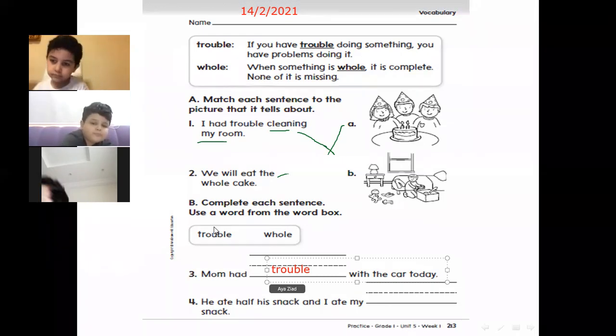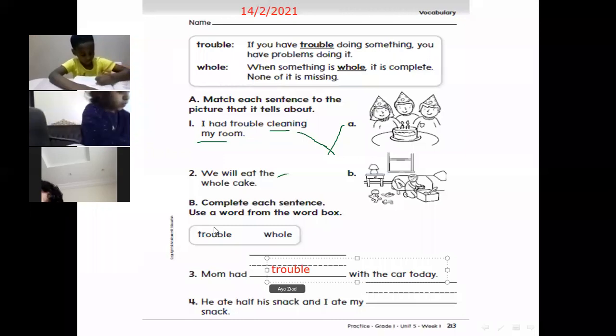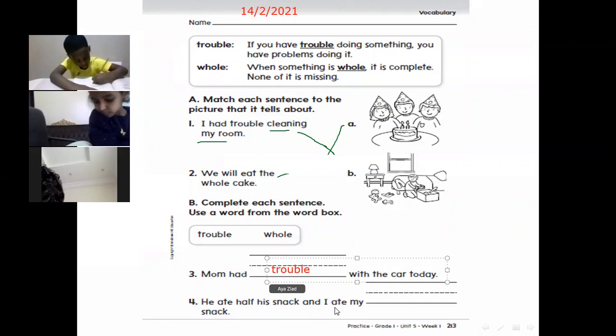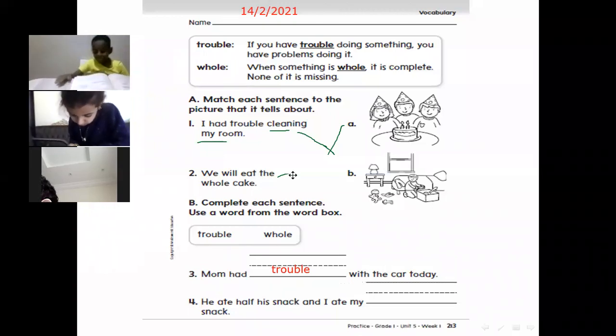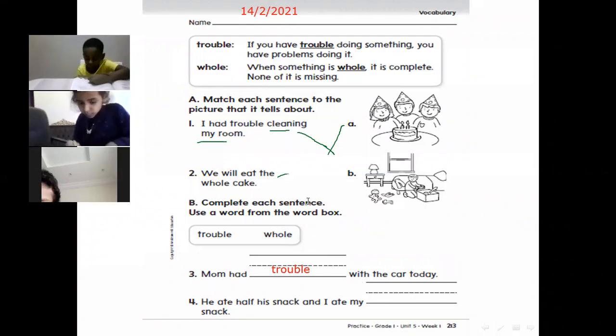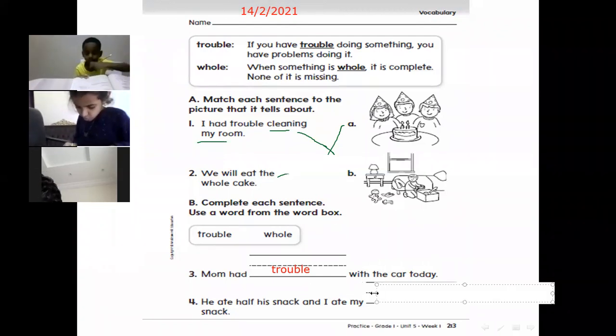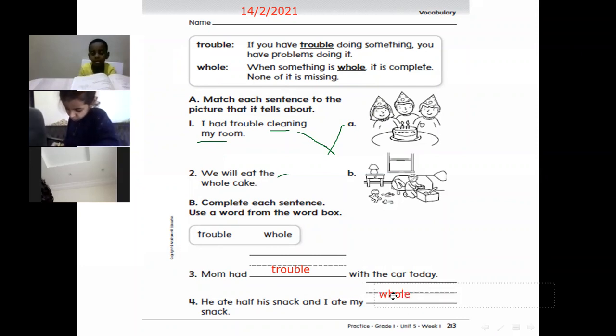Asir. He ate half his snack and I ate my snack. My trouble snack or my whole snack? My whole snack. Excellent, Asir. Wonderful. My whole snack. W-H-O-L-E. Whole. Write the words now.